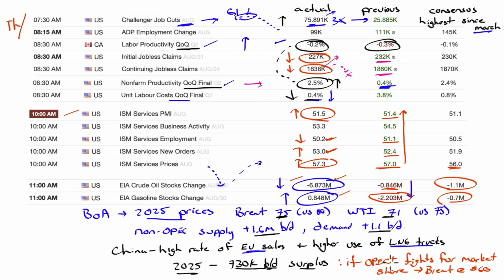If OPEC Plus fights for market share, then they are suggesting you could see the average price through 2025 of Brent at 60. Now, when we say average price, that doesn't mean that you can't drop all the way down to 30 and then come back up again, so that your average price ends up being 70 or 60. It doesn't suggest that you'll stay at 70.